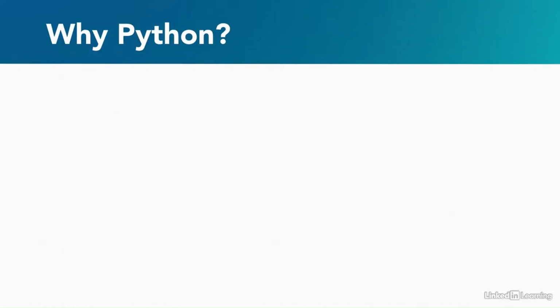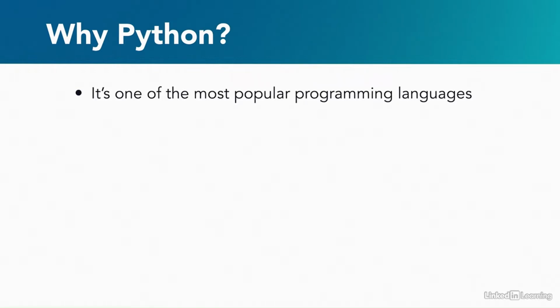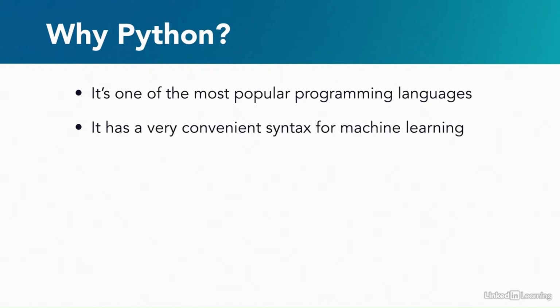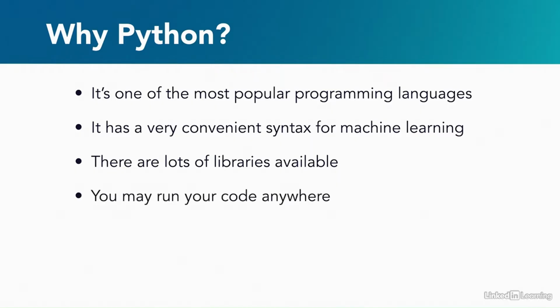So here are some of the most important aspects about Python I'd like you to know. First, Python is undoubtedly one of the most popular programming languages today. It has a very convenient syntax for machine learning, especially because of the mathematical capabilities already embedded in the language. There are lots of libraries available for pretty much any application in machine learning, and this includes lots of neural network variants. Lastly, Python is a very friendly language when it comes to porting your code from one platform to another. So I feel pretty confident when I say that you'll be able to run your code anywhere.